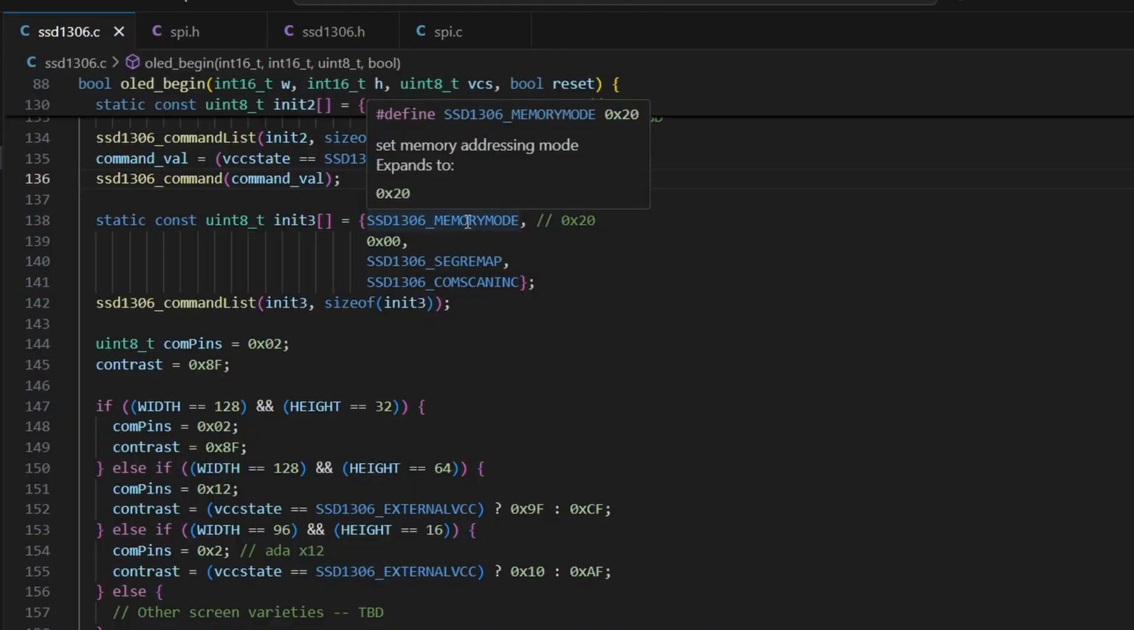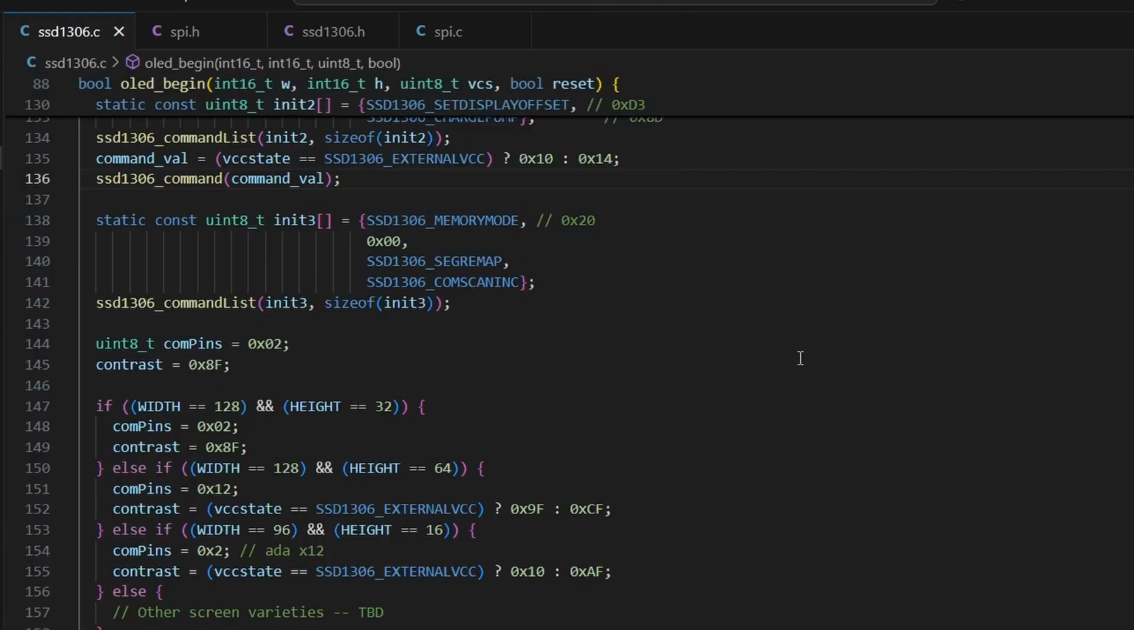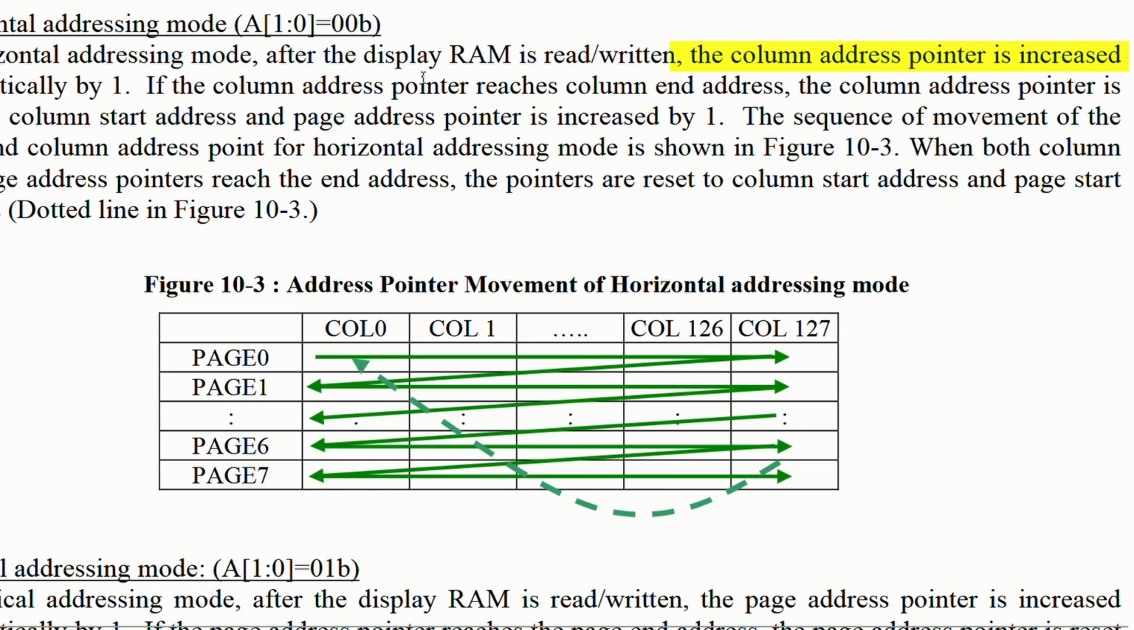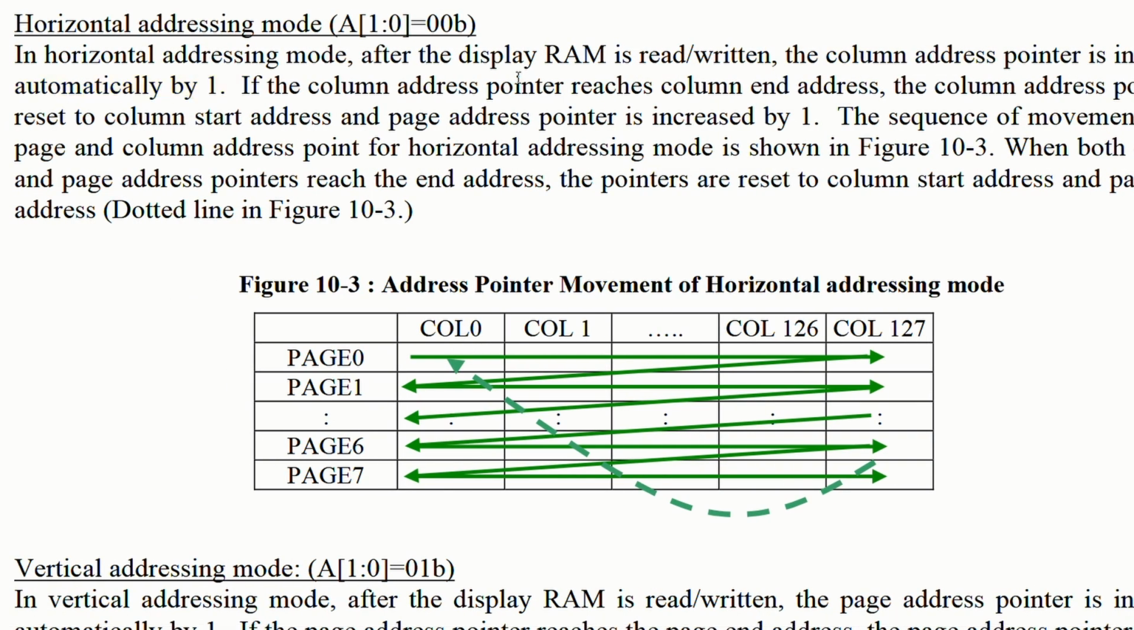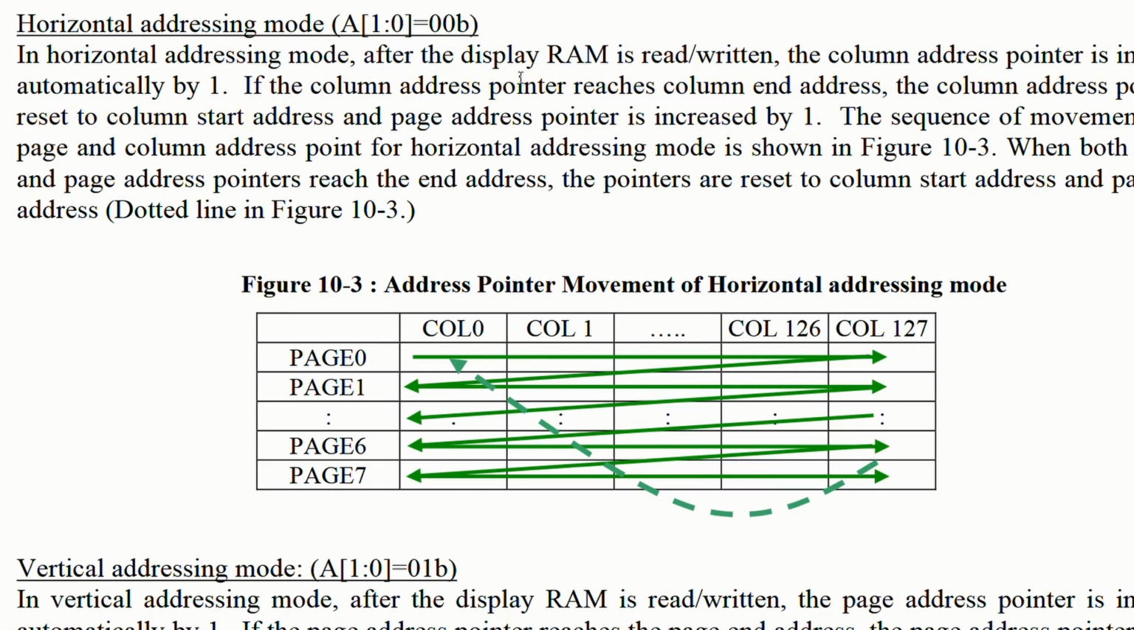So here we send 0x20, 0x00 to set memory mode to horizontal addressing. In this mode, column pointer auto increments and once the last column is reached, it resets to column 0. Till here, it is similar to page addressing mode, but in addition to this, the page pointer also auto increments. When we reach the last page and the last column, both the pointers wrap around to the beginning.